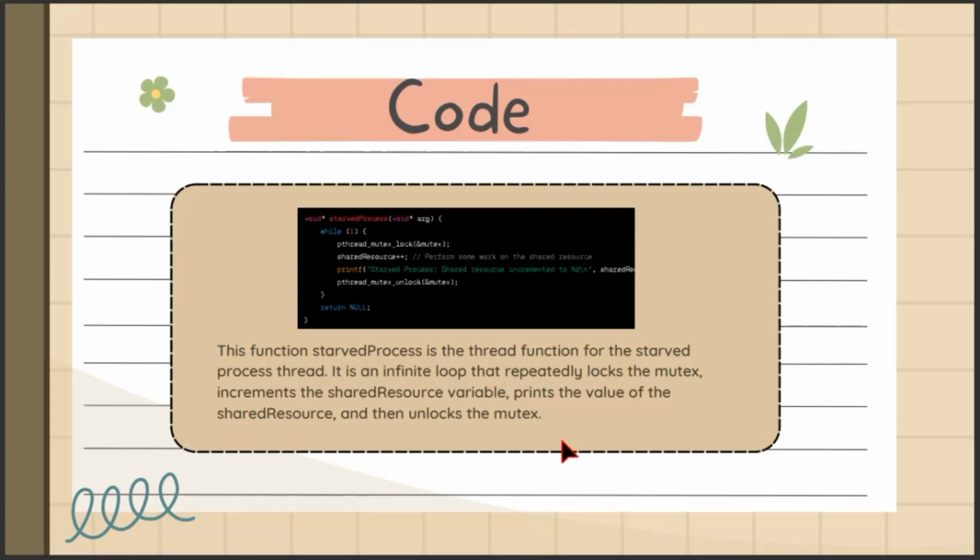So this function start_process is the thread function for the start_process thread, and this infinite loop repeatedly locks the mutex and increments the shared resource. Within the loop, the start_process function performs the following steps: locking the mutex, incrementing the shared resource variable, and printing the value of the shared resource. Next.